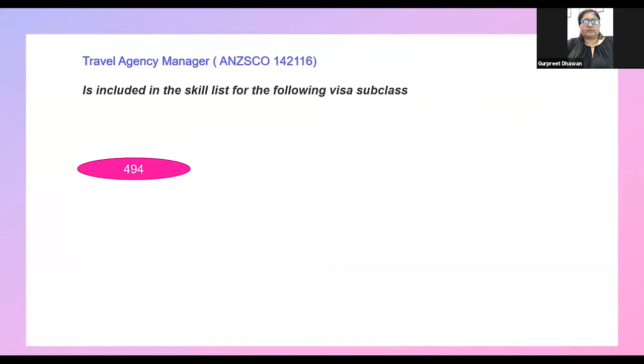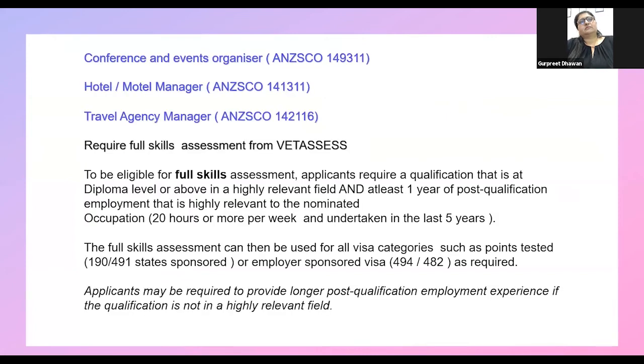The next one, travel agency manager, they only have one option, 494, which is a regional employer sponsored visa. The next screen, please. All these occupations are assessed by VETASSESS.